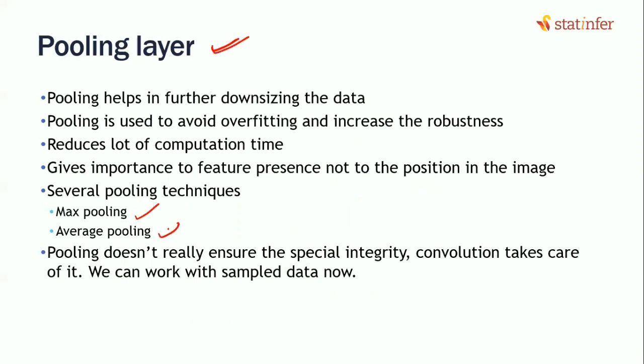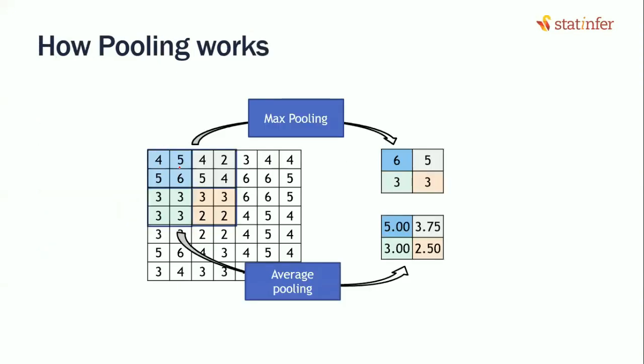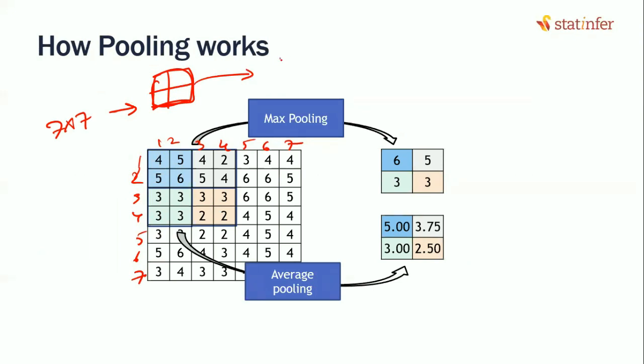We do max pooling and average pooling. What do you mean by max pooling? What do you mean by average pooling? Let us see. Let us suppose this is the image. It has 7 pixels by 7 pixels. We apply a 2 by 2 pooling matrix, and then we do the pooling. Exactly half the rows, 3.5 is not possible. So even if it is 6 by 6 or 7 by 7, 3 by 3 will be the result.